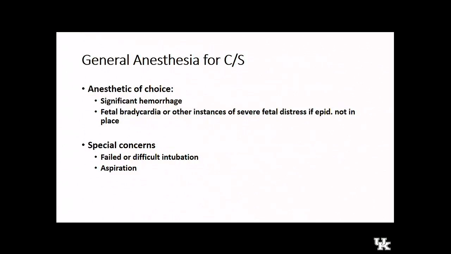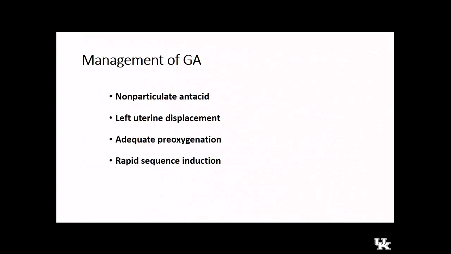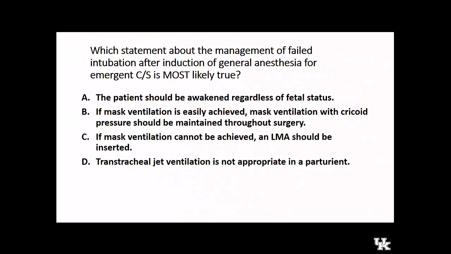And of course, as I mentioned, your concerns are related to intubation, to aspiration. In terms of management of general anesthesia, you need to make sure that you give a non-particulate antacid, left uterine displacement, adequate pre-oxygenation, and rapid sequence induction are the things to keep in mind with that. This has been a question before, how to handle a failed intubation after induction of general anesthesia for an emergent C-section.